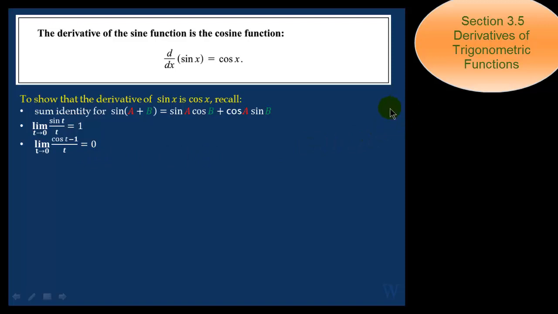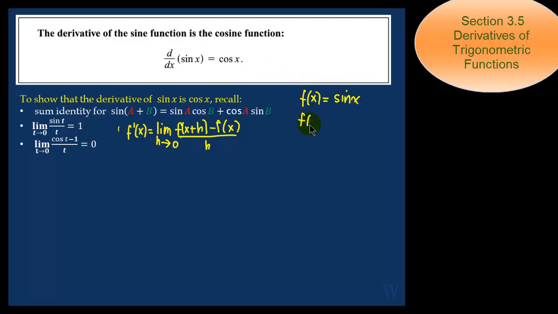So let's begin by taking the definition of derivative. F prime of x is equal to the limit of f of x plus h minus f of x all over h, taking the limit as h approaches 0. Okay, we will begin by taking our function f of x, and it's equal to sine of x. This is the function that we want to take its derivative.